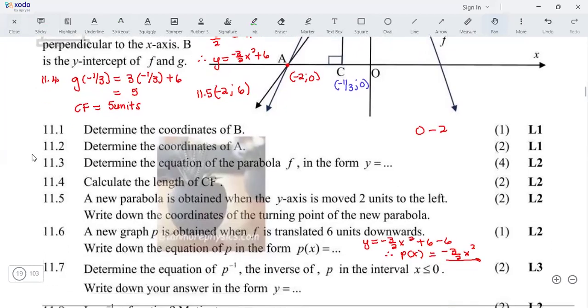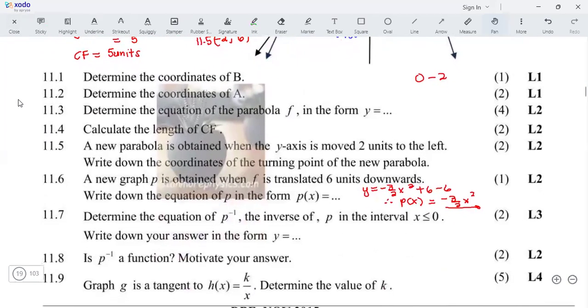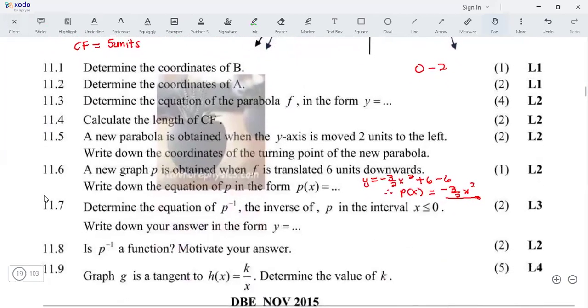The next question we are now dealing with is inverses. We're going to tackle these in another tutorial where we are focusing only on inverses.